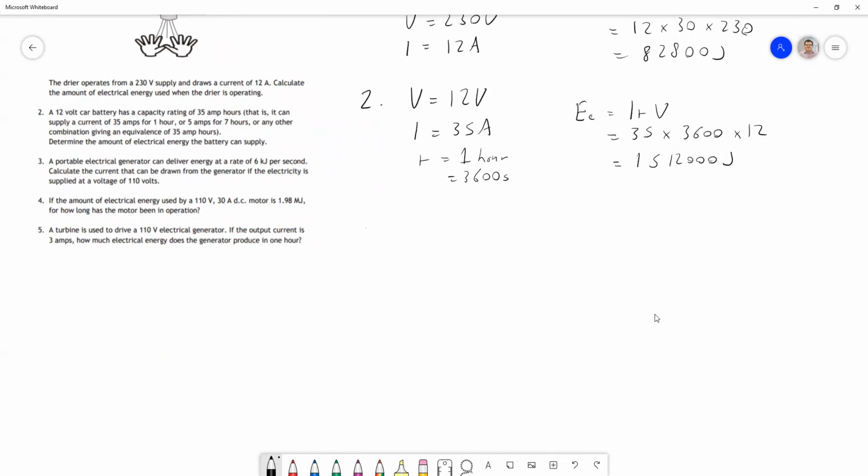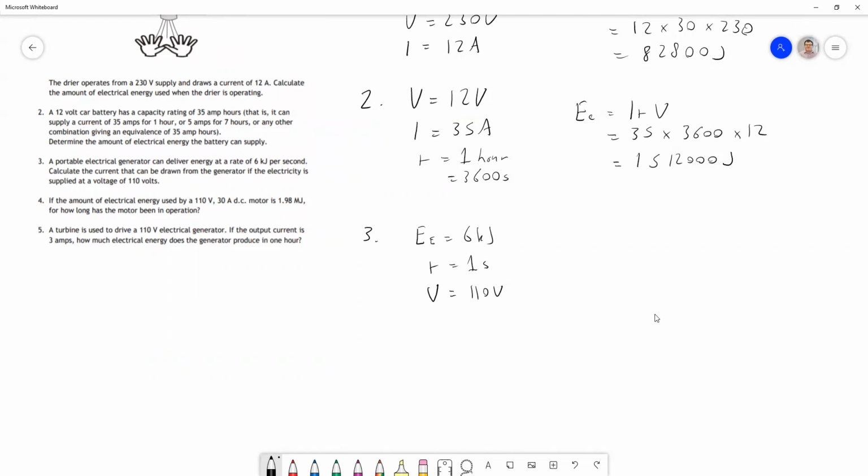So let's unpack this one. We're told energy is at 6 kilojoules per second. So that means we can take our energy is 6 kilojoules and our time is 1 second for using this formula. So we don't have to write anything with 6 kilojoules per second. It just means that we're going to have 6 kilojoules in a time of 1 second. And the voltage is going to be 110 volts. It tells us that. So this time we're asked to find current instead. We're not asked to find energy, we're asked to find current.